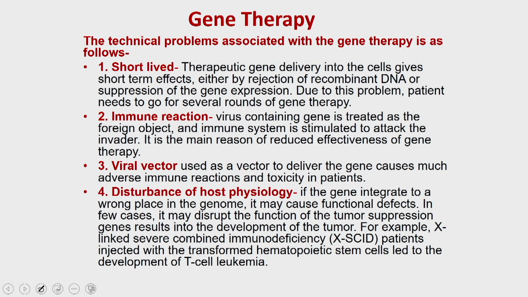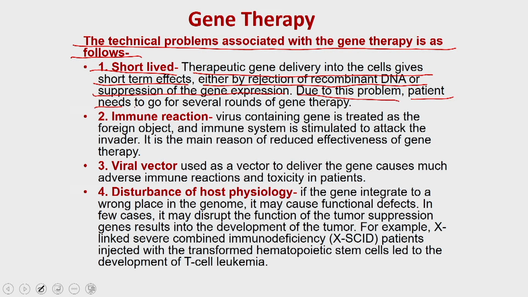So, the technical problems associated with gene therapy are as follows. Number 1, it is short lived. The therapeutic genes delivered into the cells give short term effects, either by rejection of the recombinant DNA or suppression of the gene expression. Due to this problem, patients need to go for several rounds of gene therapy.